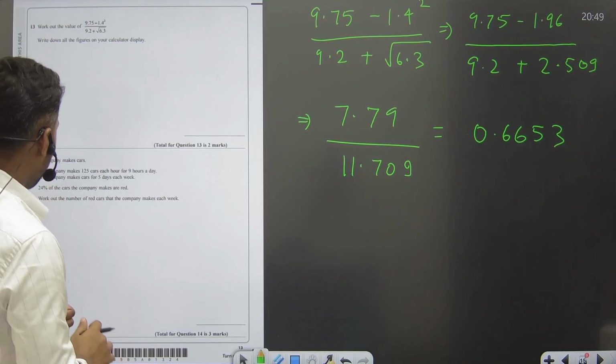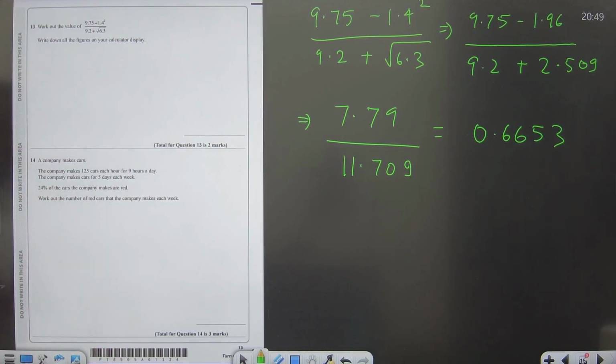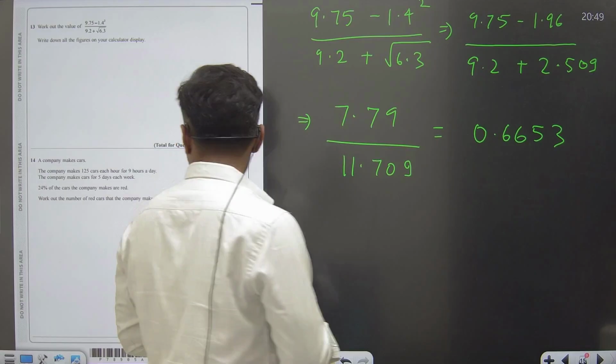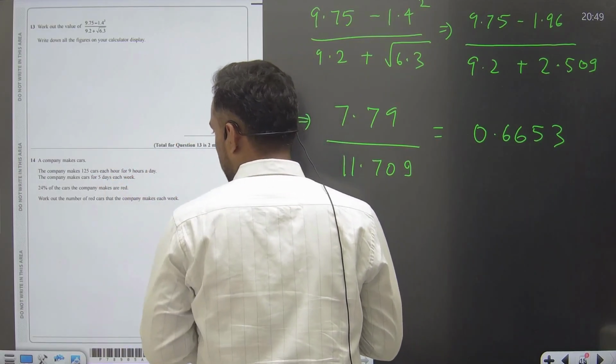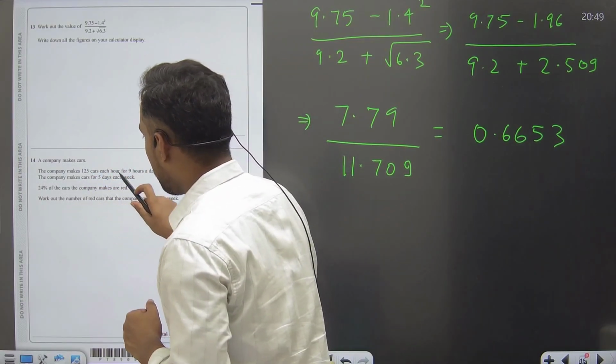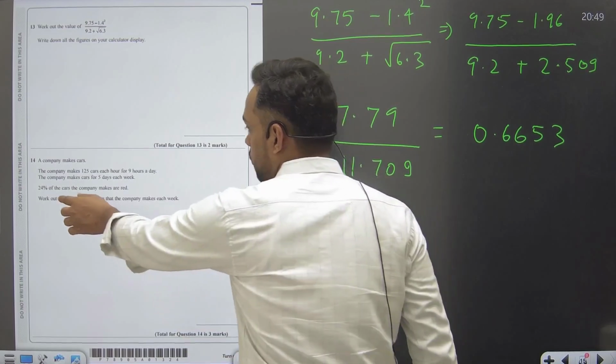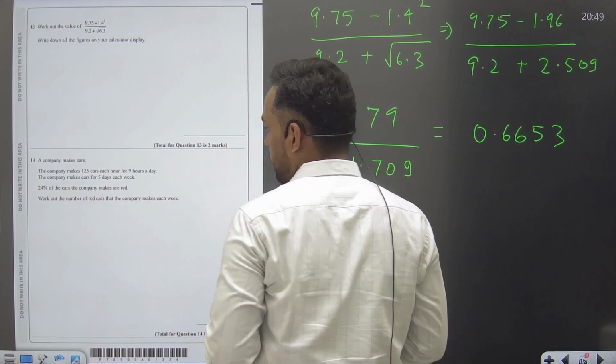Now let's come to the next question. 14. A company makes cars. The company makes 125 cars each hour for 9 hours a day. The company makes cars for 5 days each week. 24% of the cars the company makes are red.